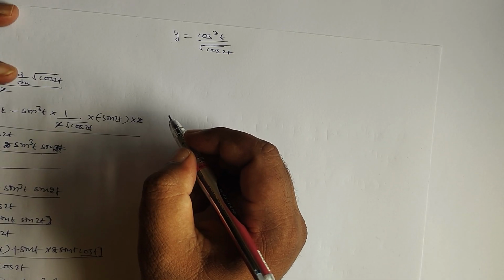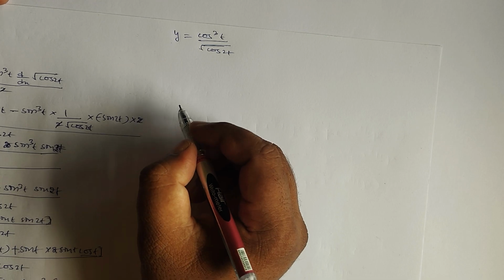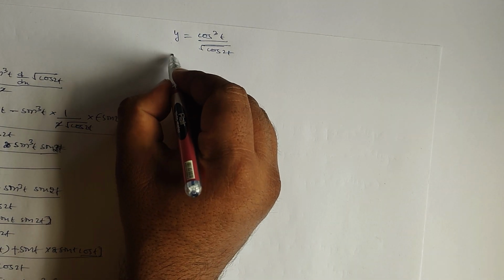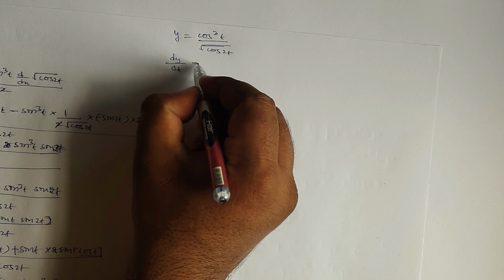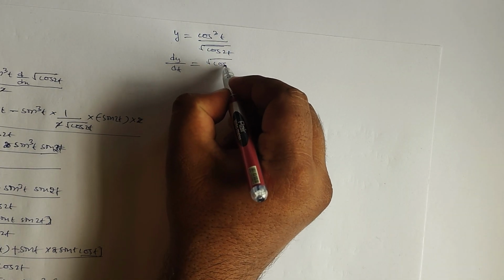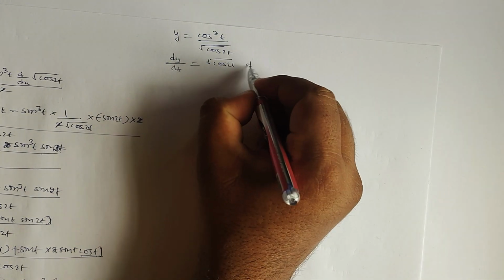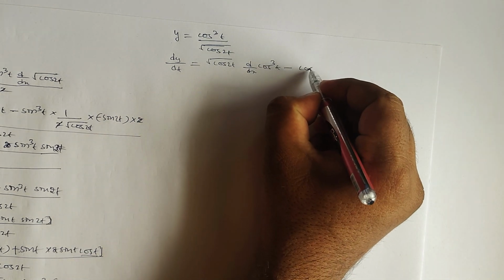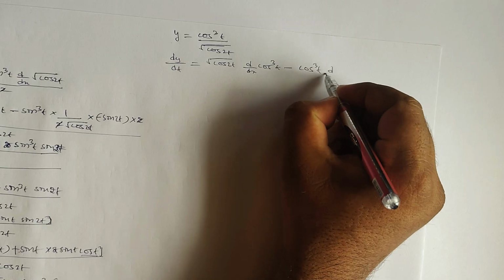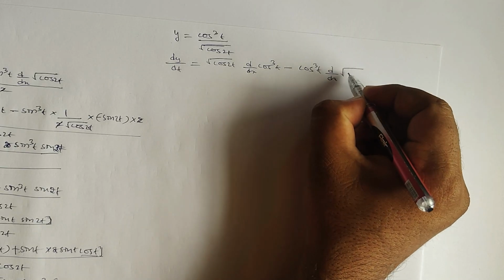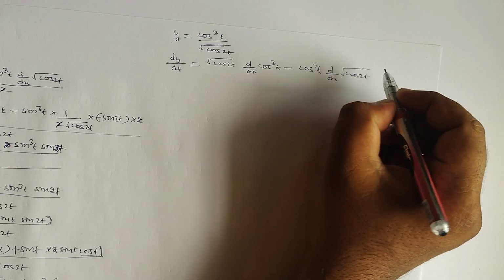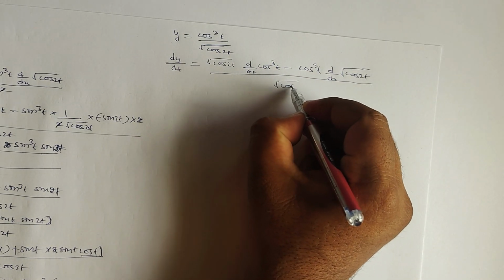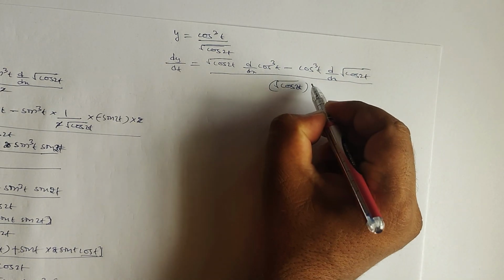Okay, next y equal to cos cube t divided by root cos 2t. Same quotient method. dy by dt equals root cos 2t as it is, and derivative of what? Cos cube t, minus cos cube t as it is, and derivative of what? Root cos 2t. Okay, and divided by root cos 2t whole square.